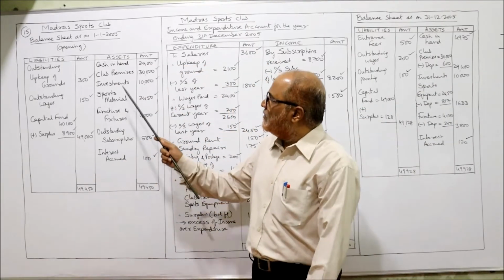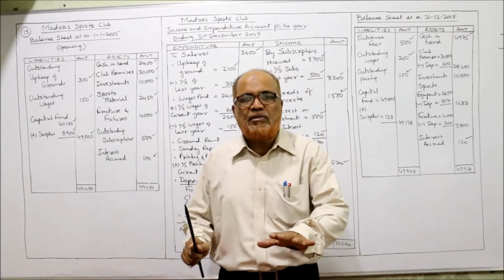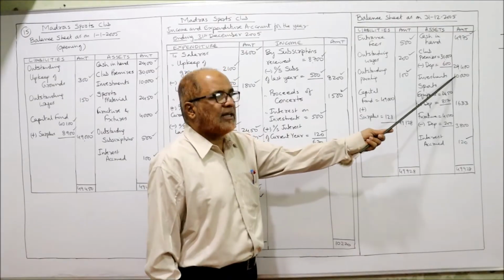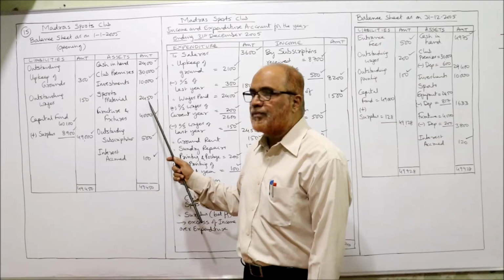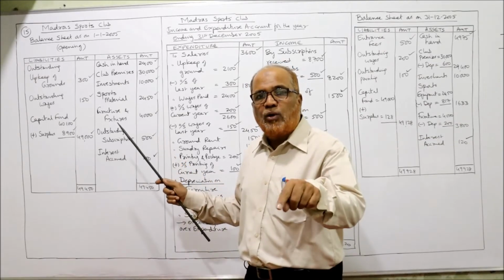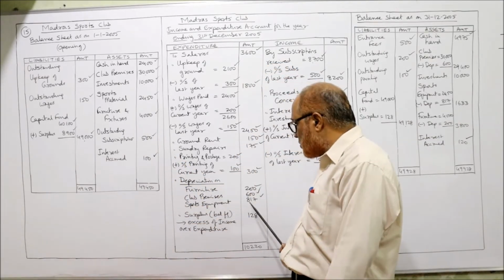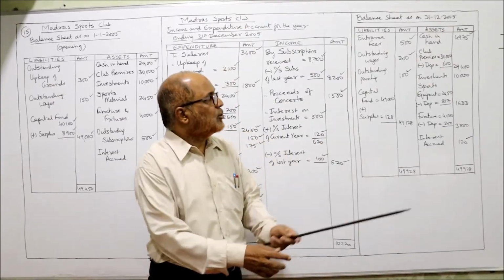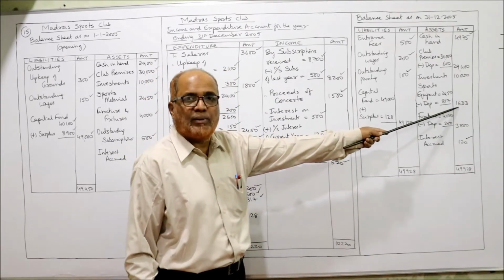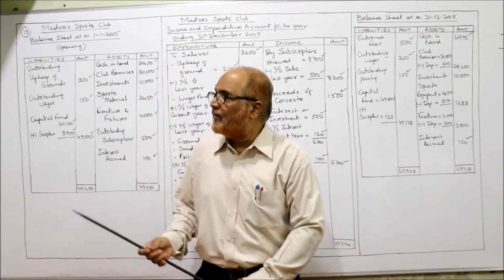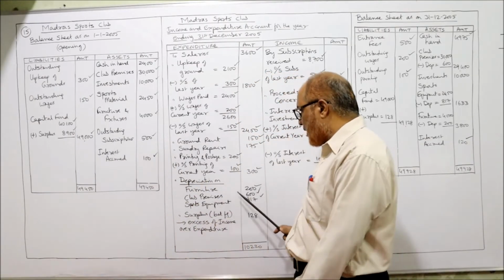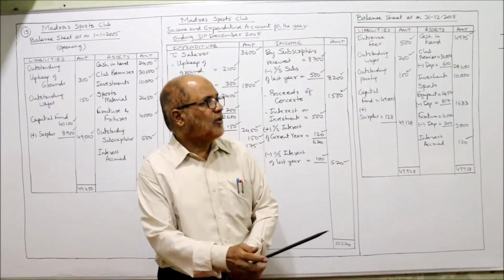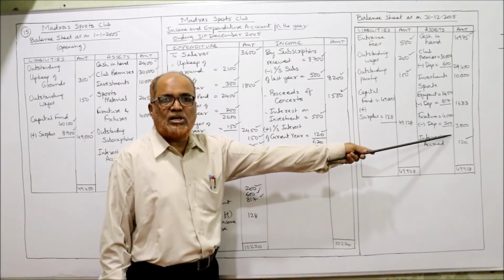Investment, beginning of the year investment was 10,000. Same investment, end of the year also 10,000. Sports equipment, beginning of the year 2,450. During the year depreciation on sports equipment 817. So deduct 817, 1,633. Furniture, beginning of the year 4,000 rupees furniture. During the year depreciation provided on furniture 200. So 4,000 minus 200, 3,800.